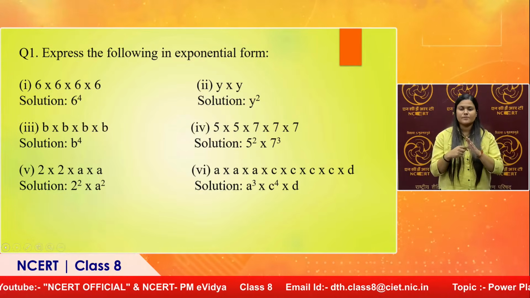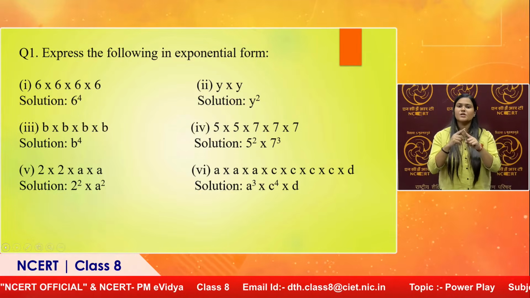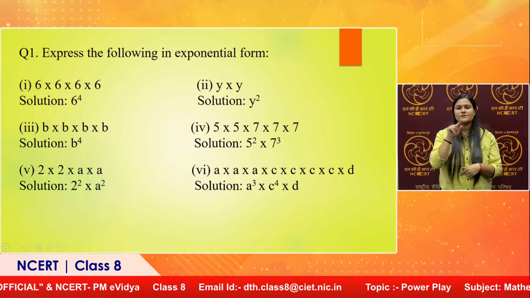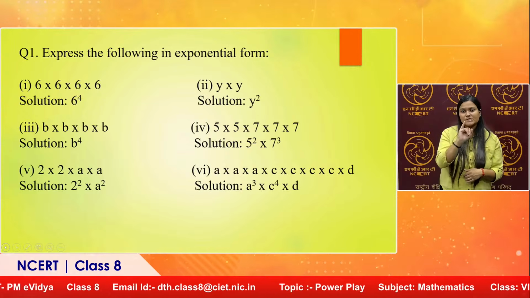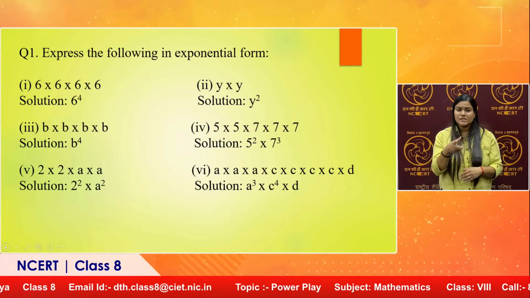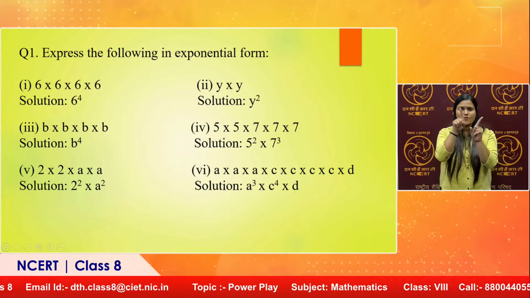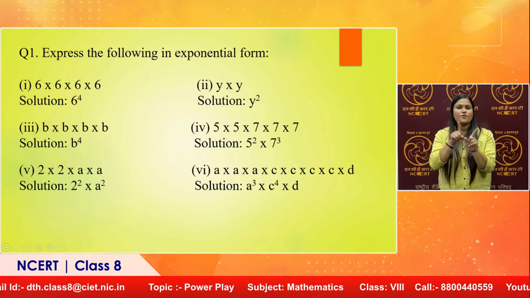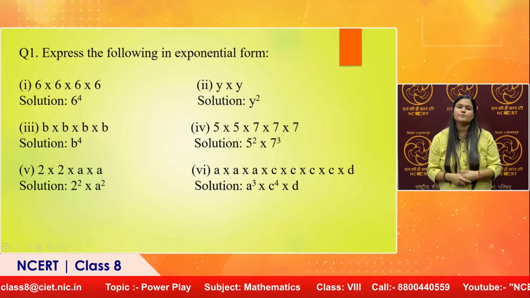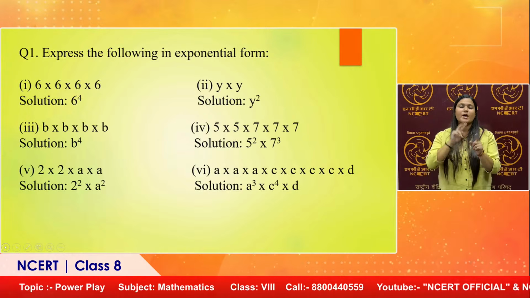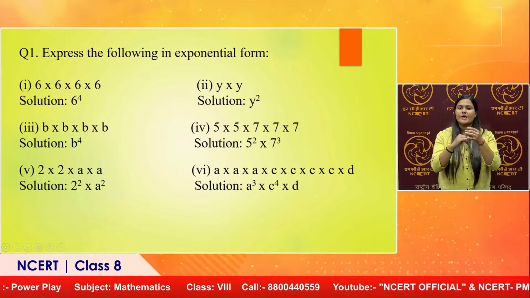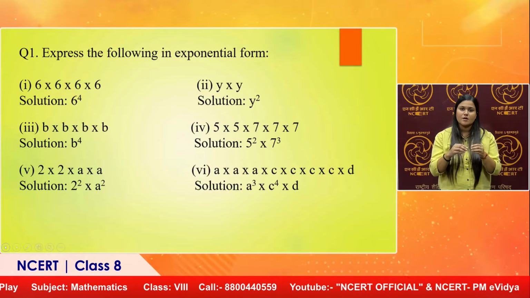Express the following in exponential form. We have 6 into 6 into 6 into 6. I can write as 6 to the power 4. Now, if I have variables also, can you see the second one? y into y. What is the power of y? 1. Here also y power 1. So, we can write it as y 2 times. So, y square. Yes. And then same way b into b into b, 4 times. So, I can write b to the power 4.